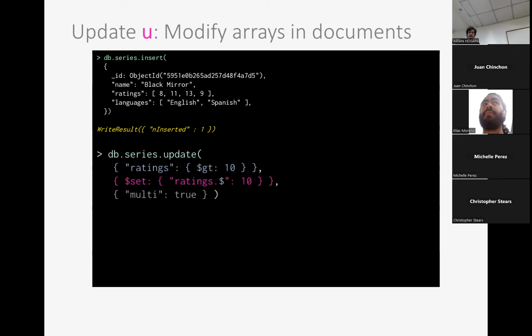As another example, in this case, we're looking for documents that have a rating greater than 10. We're going to use the same syntax we saw in the projection, which is basically match the first, which will look at the first example of something in the array that matches the selection criteria. And we're going to set it to 10. And then we're going to say multi true to do this for all of the documents. Okay. So here we have 8, 11, 13, and 9. Any ideas what the resulting array will give us?